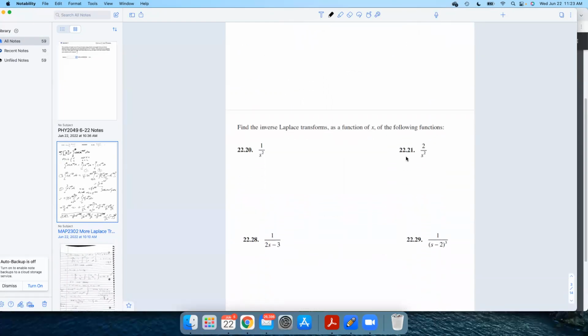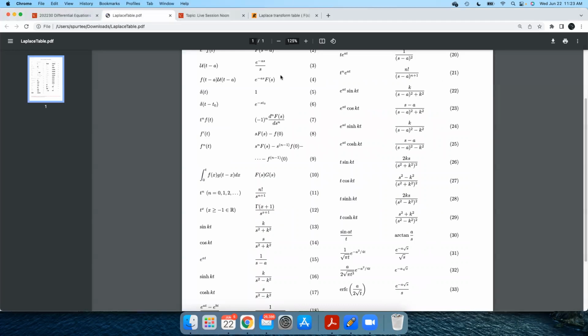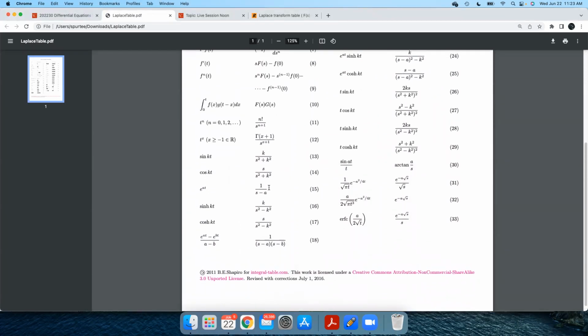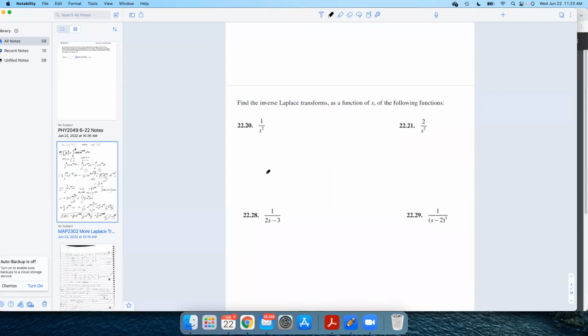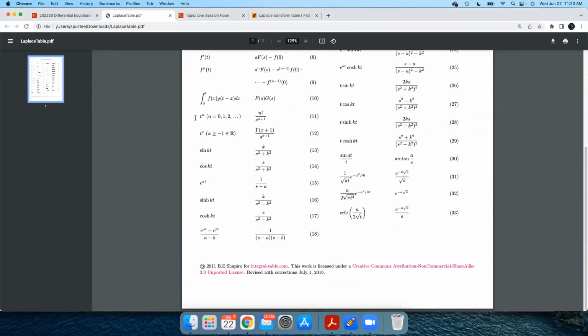Okay, now let's go backwards. So now we're doing inverse Laplace transforms. Now I'm looking over here on this side and trying to work backwards. So I have 1 over s squared. I want something raised to a power. We're doing this one, but backwards.